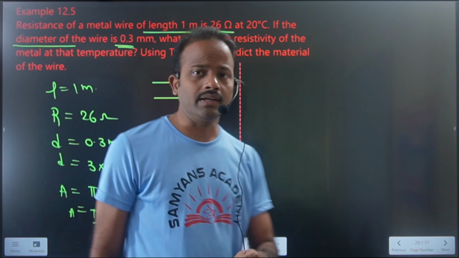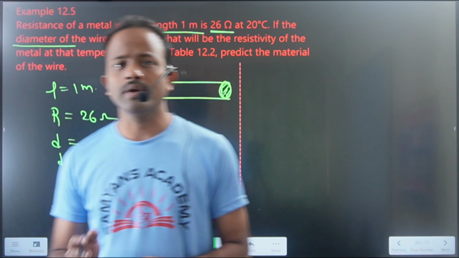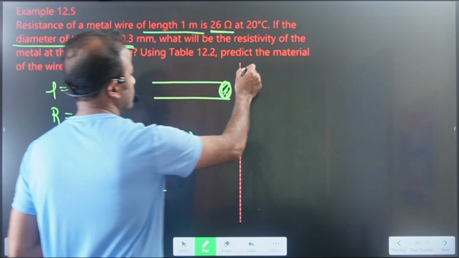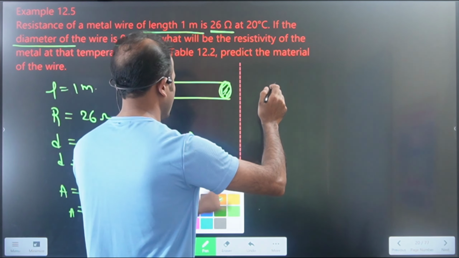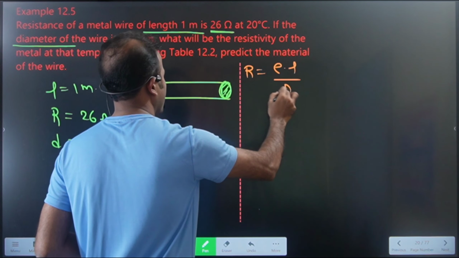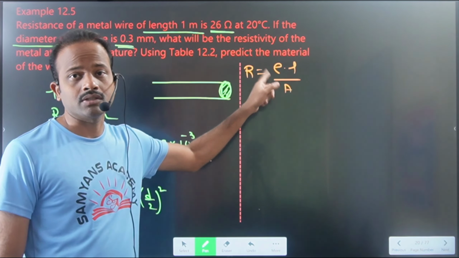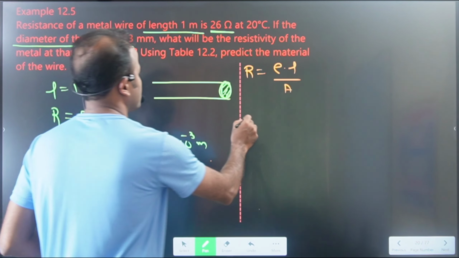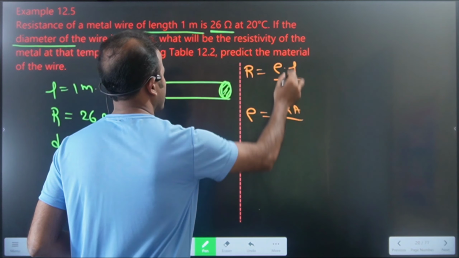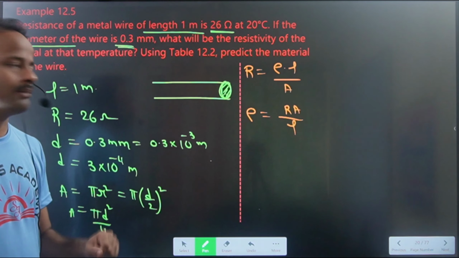Now take the formula. What is the formula for the resistance? R equals rho into L by A. You consider that formula, R equals rho into L by A. From this formula, you have to find out the value of the resistivity, so you change this formula into resistivity. Taking A to the other side, we get R A, and when L is taken to this side it becomes divided by L. Okay, rho equals R A by L.